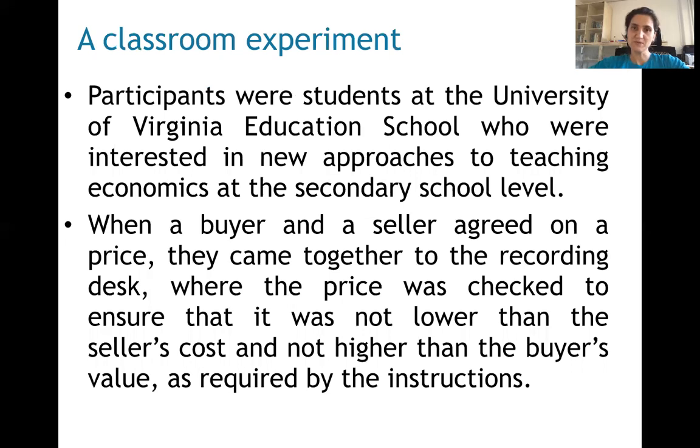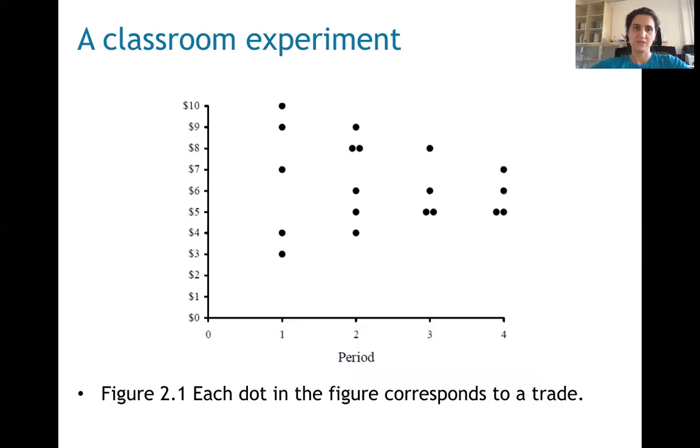Participants were students at the University of Virginia Education School who were interested in new approaches to teaching economics at secondary school level. So this was in 1948. Okay, this is the beginning of experimental economics. So when a buyer and seller agreed on a price, they came together to the recording desk, where the price was checked to ensure that it wasn't lower than the seller's cost and not higher than the buyer's value, as required by the instruction. If it satisfies, they are going to be paid accordingly.